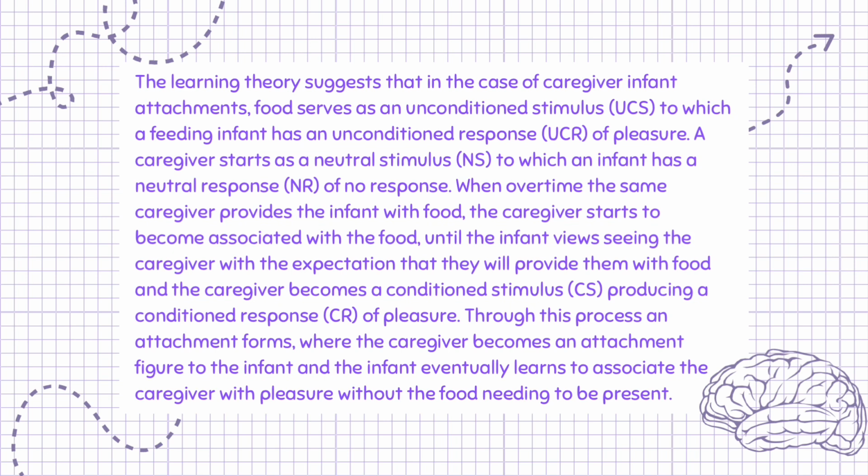When over time the same caregiver provides the infant with food, the caregiver starts to become associated with the food, until the infant views seeing the caregiver with the expectation that they will provide them with food, and the caregiver becomes a conditioned stimulus, CS, producing a conditioned response, CR, of pleasure. Through this process an attachment forms, where the caregiver becomes an attachment figure to the infant and the infant eventually learns to associate the caregiver with pleasure without the food needing to be present.